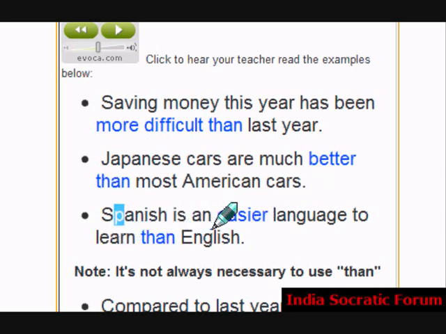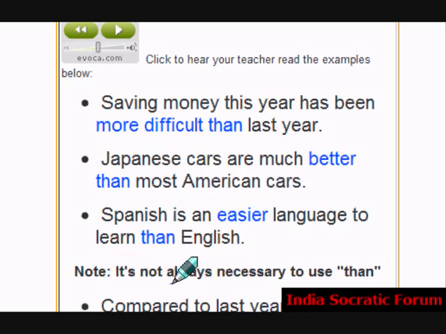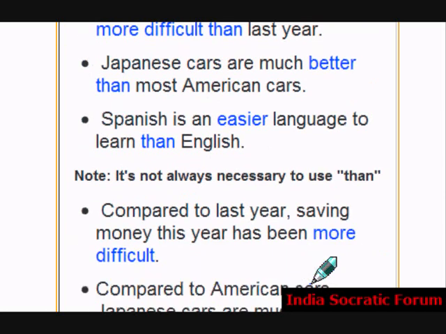Spanish is an easier language to learn than English. Tamil is an easier language to learn than English. Than compares one language with another, one thing with another, one object with another. It may not always be necessary to use than. We can see some examples where we won't use than, so that way we can express the meaning correctly.